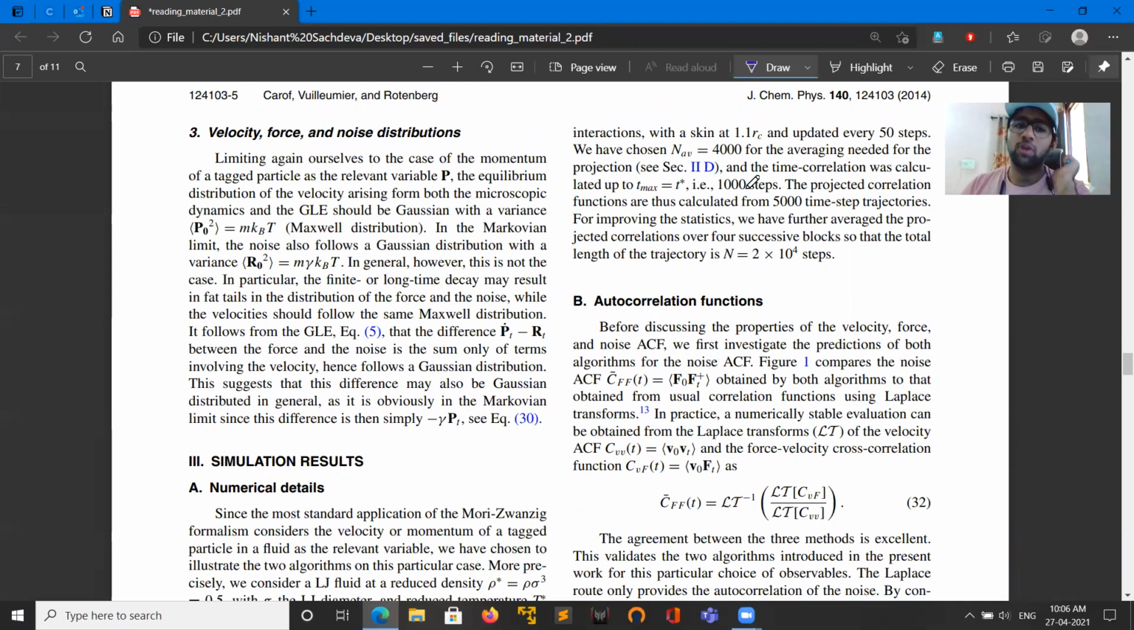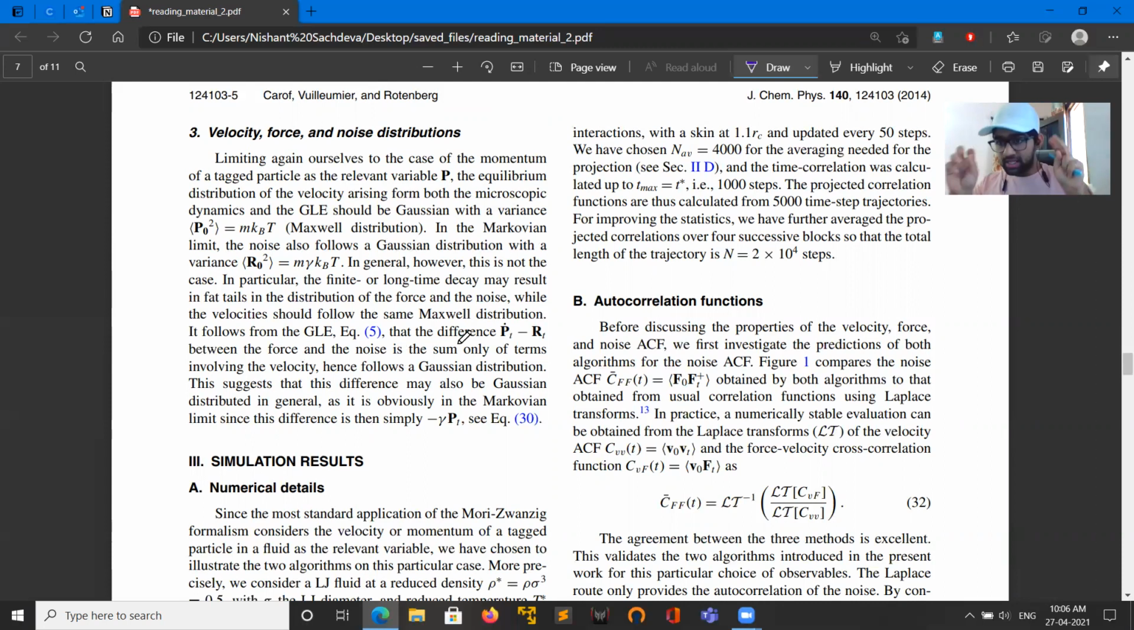So we come on to the velocity, force, and noise distributions. Again, we limit ourselves to the case of the momentum of a tagged particle as the relevant variable P. The equilibrium distribution of the velocity arising from both the microscopic dynamics and the GLE should be the Gaussian with variance p_0 squared equal to m k_B T, which is basically the Maxwell distribution. In the Markovian limit, the noise also follows a Gaussian distribution with variance R_0 squared equal to m gamma k_B T. In general, however, this is not the case.